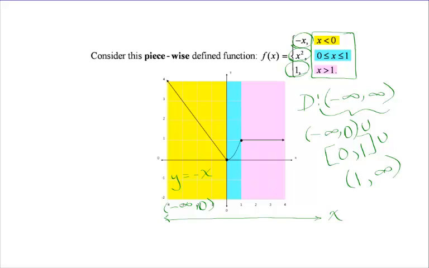And on this piece, from 0 up to 1, including 0 and including 1, that includes this point and that point, it acts like the function y equals x squared, but only on that piece. It doesn't act like it anywhere over here or anywhere over here, just on the input values from 0 to 1. On the purple piece here, the domain is from 1 to positive infinity, not including 1. And it acts like the horizontal line, y equals 1.